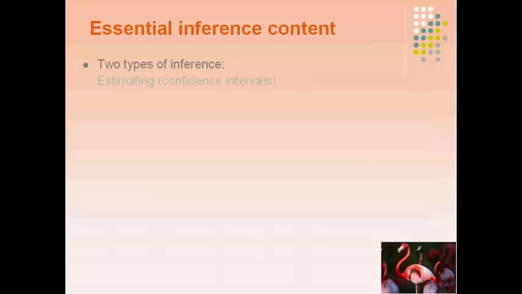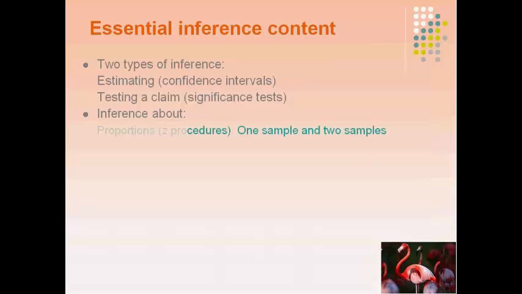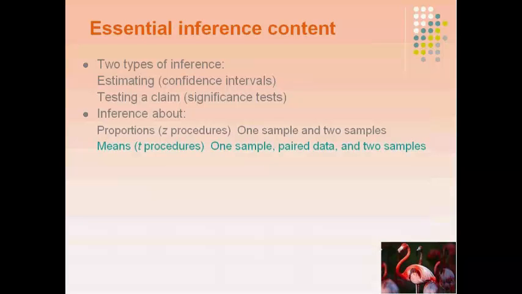So within estimating and testing a claim, unfortunately, there's a long list of things we might estimate or test claims about. For instance, if we're trying to do inference about a single proportion, or if we're trying to do inference about 2 proportions, we're going to use some kind of procedure based on the standard normal curve if certain conditions are met. Or we might do inference about means. We could do 1 mean. We could do paired data, which is closely related to 1 mean. Or we could do 2 independent samples. And depending on which thing we're doing, we're going to be using some type of t-distribution, assuming certain conditions are met.